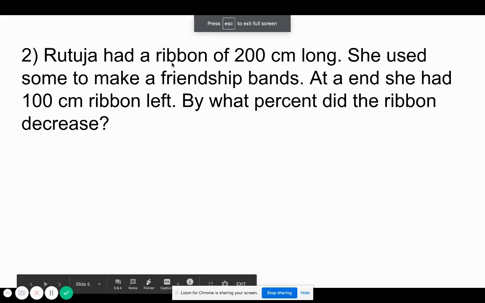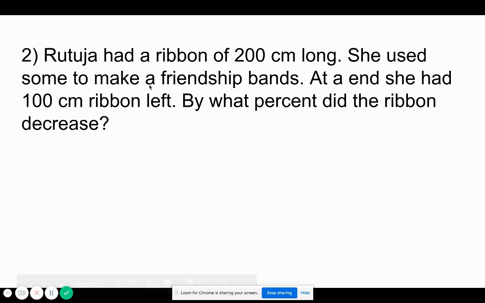Let's go through this example. Rutuja had a ribbon of 200 centimeter long. She used some to make friendship bands. At the end, she had 100 centimeter ribbon left. By what percent did the ribbon decrease? We can clearly see that the original amount is 200 and the final amount is 100. There is a percent decrease. So they are directly asking us what is the percent decrease.